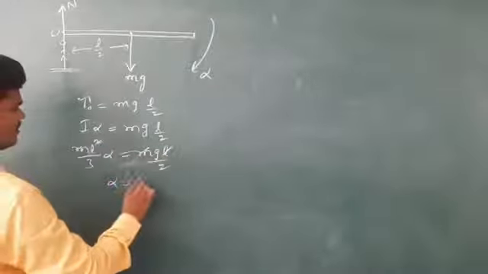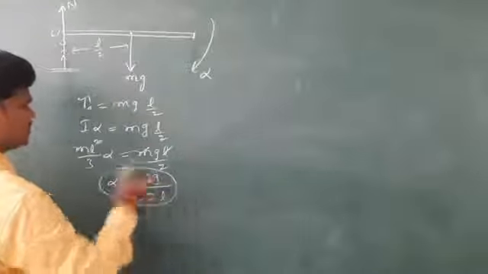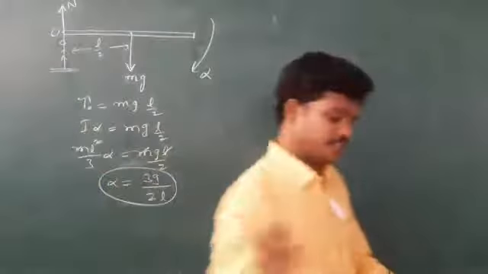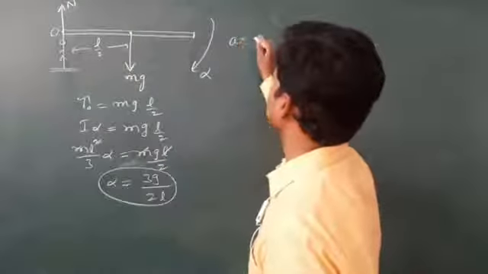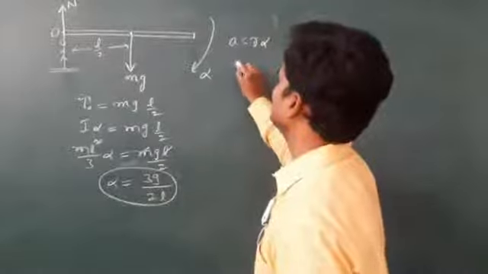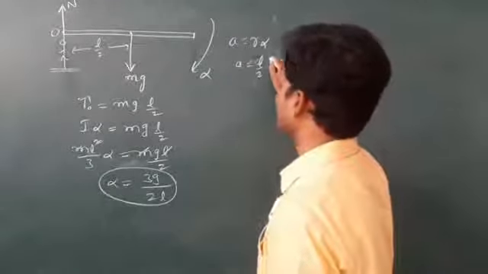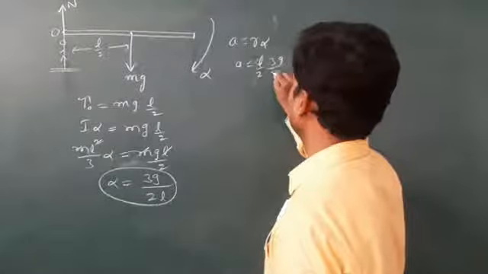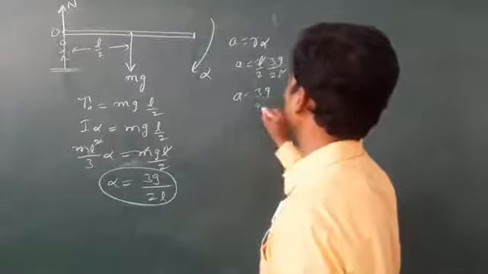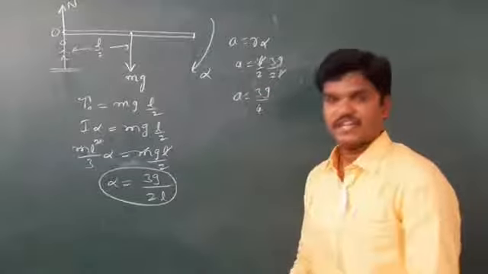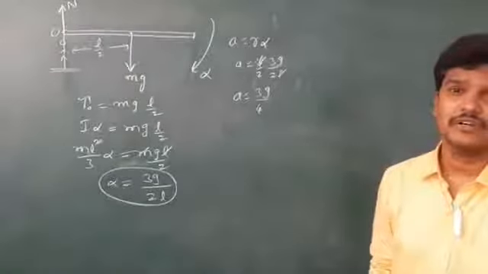So I got alpha equal to 3g by 2l. Once we know alpha, we can find the linear acceleration. Linear acceleration means a equals r alpha, where r is the distance of the center of mass, and alpha is 3g by 2l. So I will get 3g by 4. So the acceleration is 3g by 4. This is the linear acceleration of the rod.